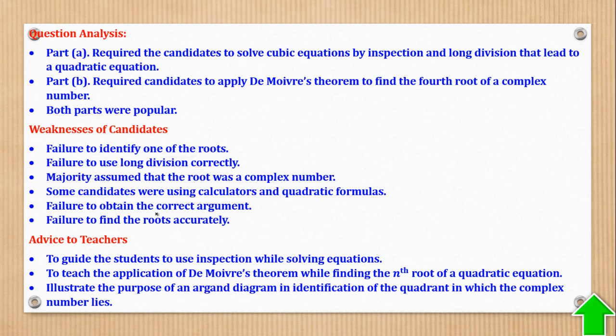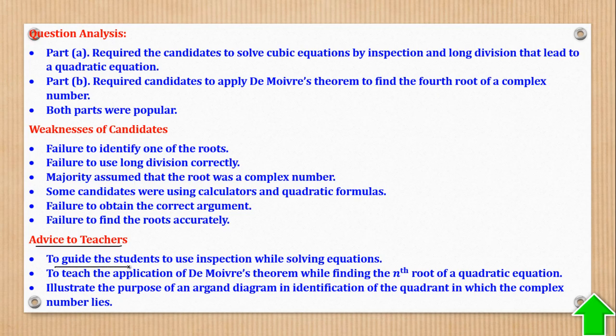Then failure to obtain the correct argument. Remember, you must identify the quadrant where the complex number lies. Failure to do that, the argument will not be okay. Then failure to find the roots accurately. So you must use the calculator correctly to get the correct roots, to many decimal places, not rounding off to a whole number. No, that is not okay. So you don't round off to a whole number.